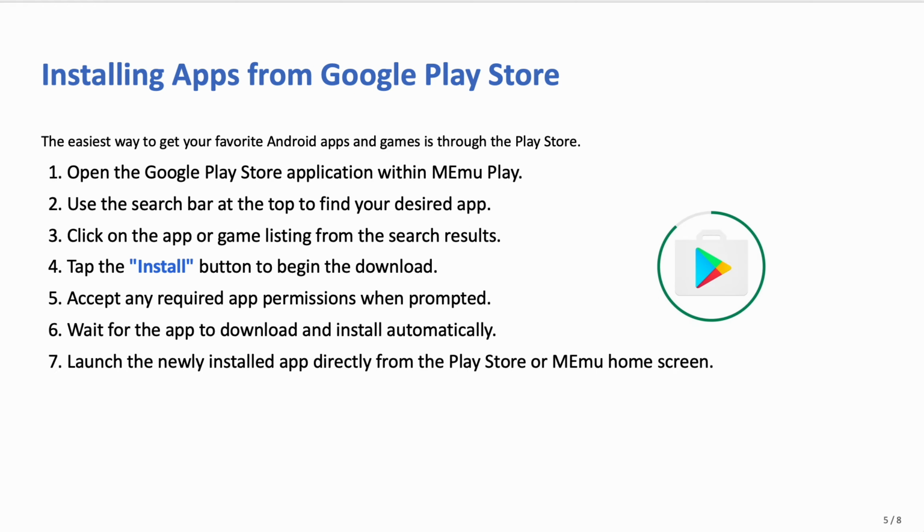Last thing is how you install the app. For installing the app, go and open the Play Store within your MEmu Play. Then choose the search bar at the top. You find the desired app. Tap the install button to begin the download. Accept any required app permissions when prompted. Wait for the app to download and install automatically. Launch the newly installed app directly from the Play Store.